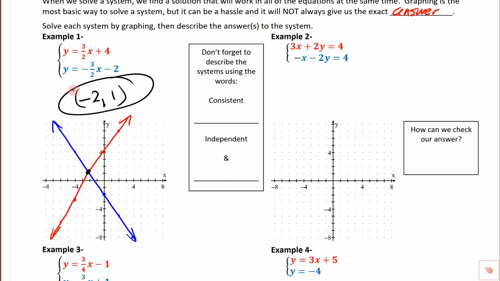All right. Now don't forget, we can use these words right here. We want to describe this using the words consistent, inconsistent, and independent and dependent.